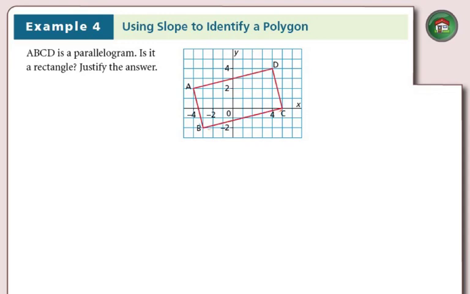Since we know a little bit about slope, and we know that parallel lines have the same slope, we should be able to look at the slope of AD and the slope of BC. If they're the same, then we have some place to go.